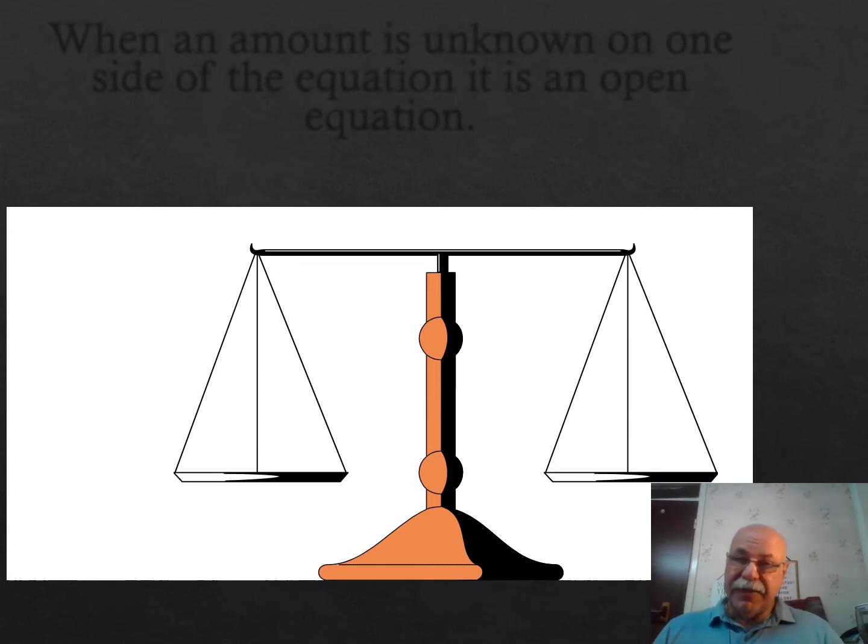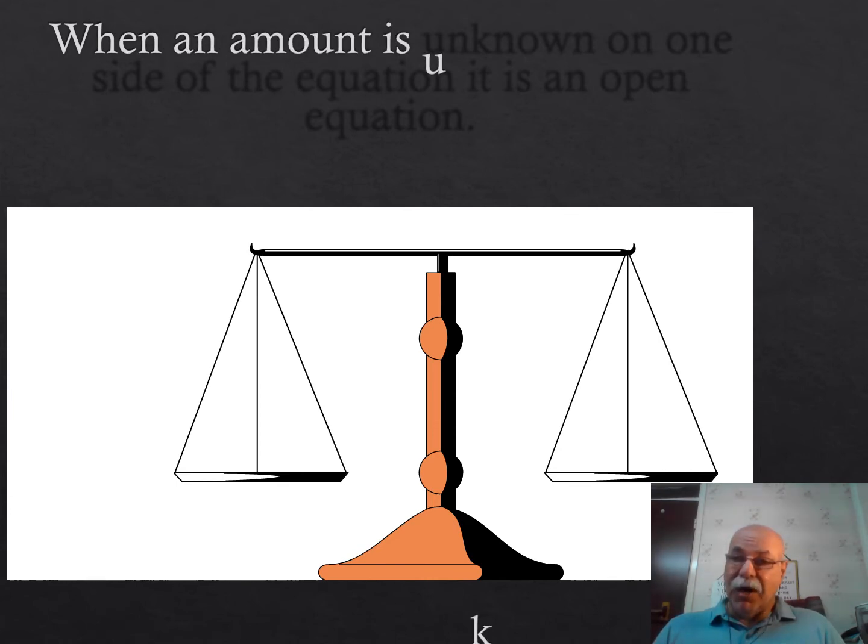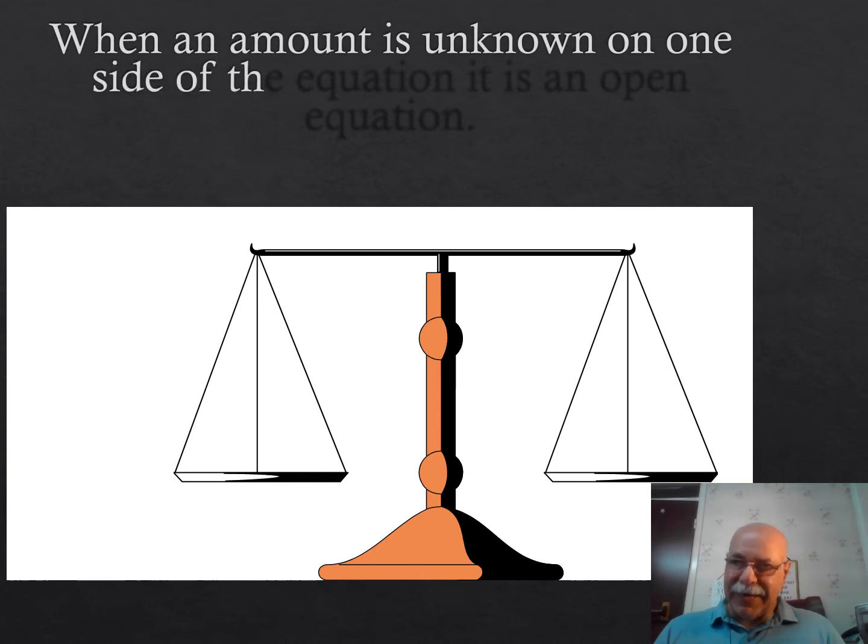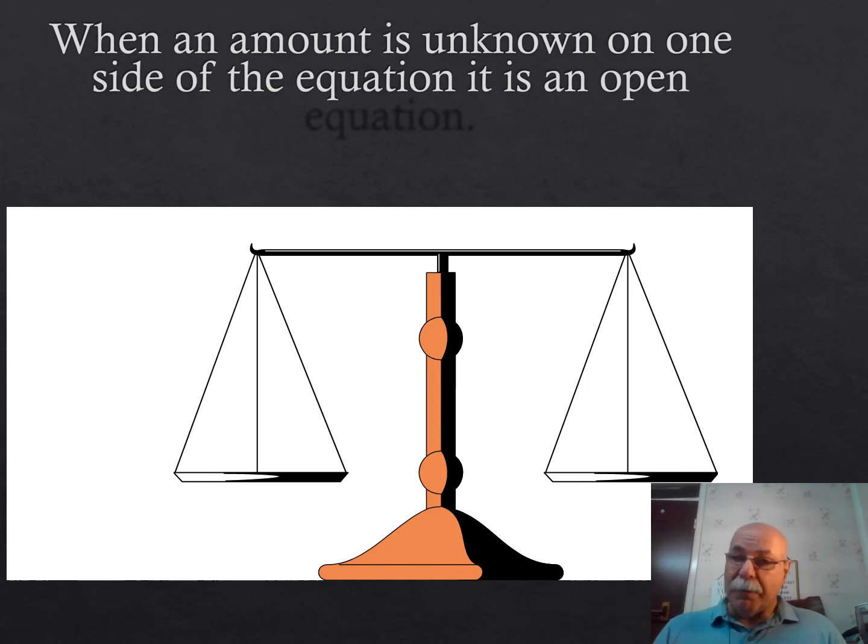So the third type of equation. When an amount is unknown on one side of the equation, it is an open equation.